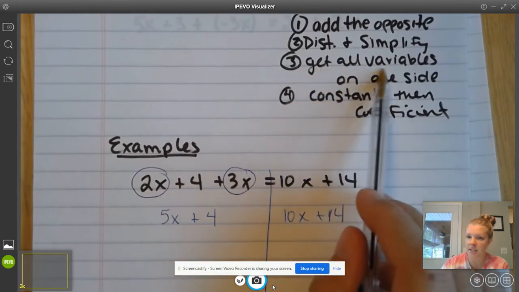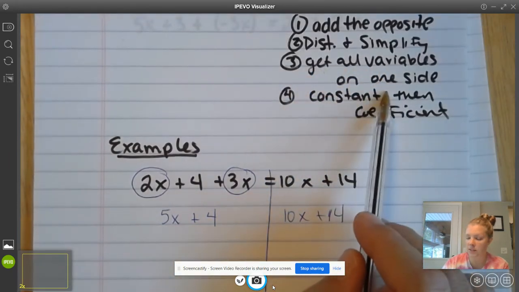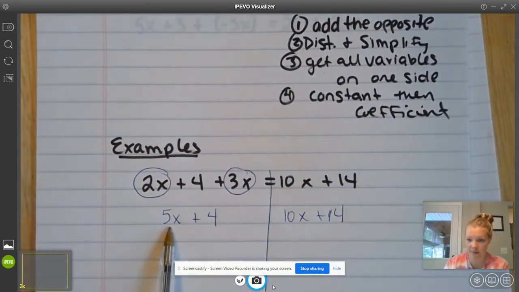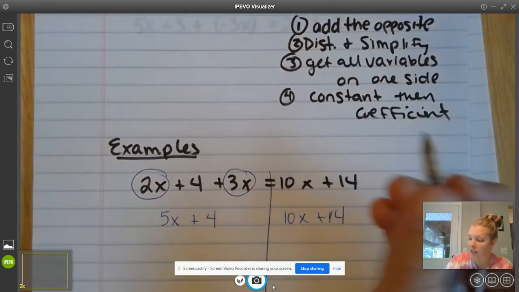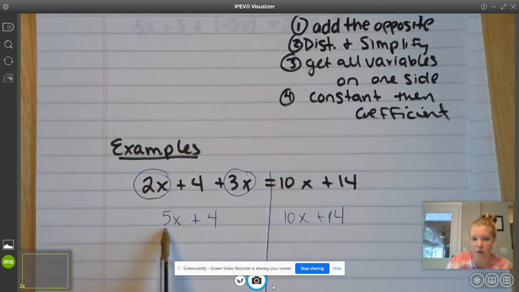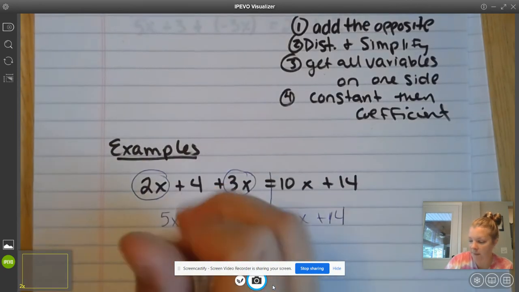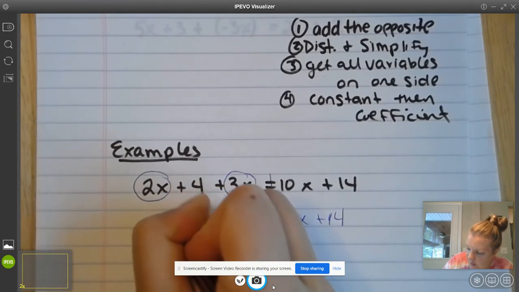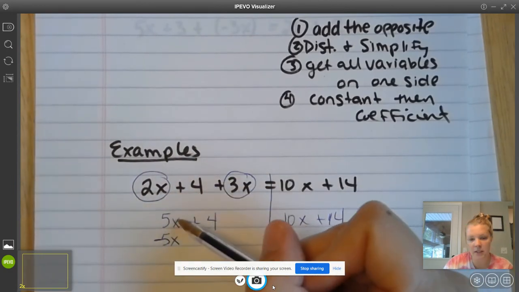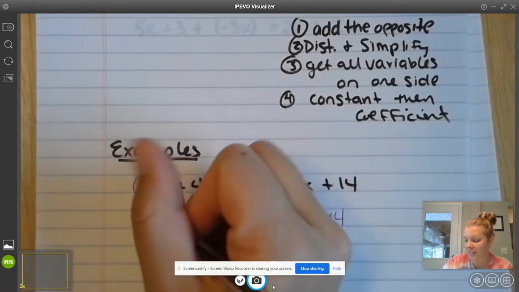And now my next step is to get all the variables on one side. You see how I have a 5x and a 10x, one on the left and one on the right? My job is to move one to the other side. To do that, we're going to take it away. I recommend always taking away the one with a smaller coefficient. So to move a 5x over here, I'm not just going to pick it up and plop it down. I have to take it away. The reason I'm taking away is because 5x minus 5x is 0.